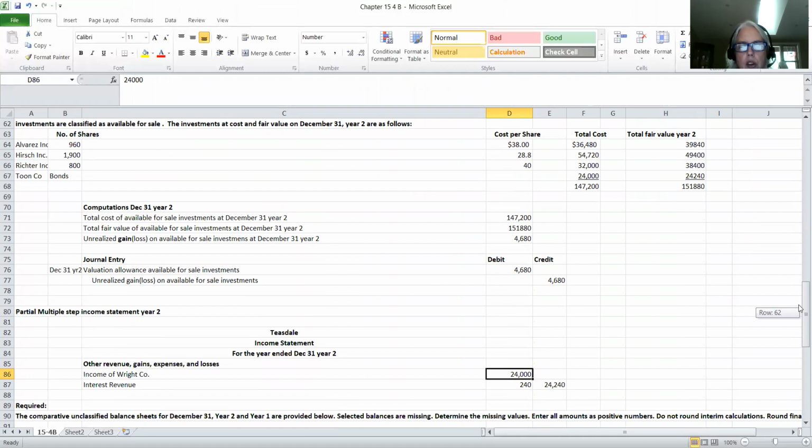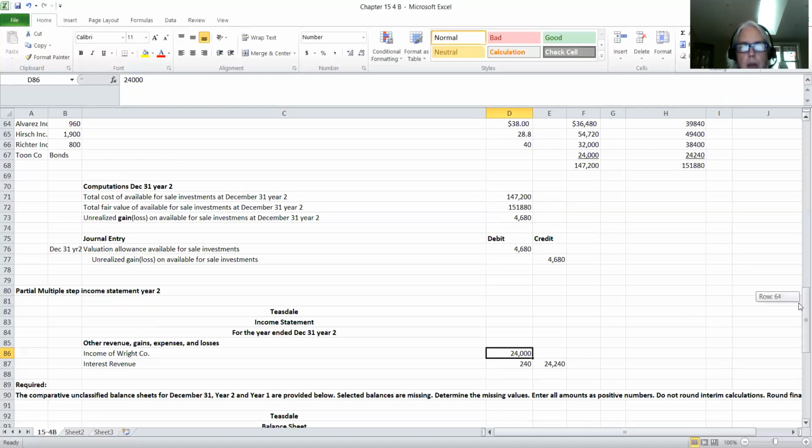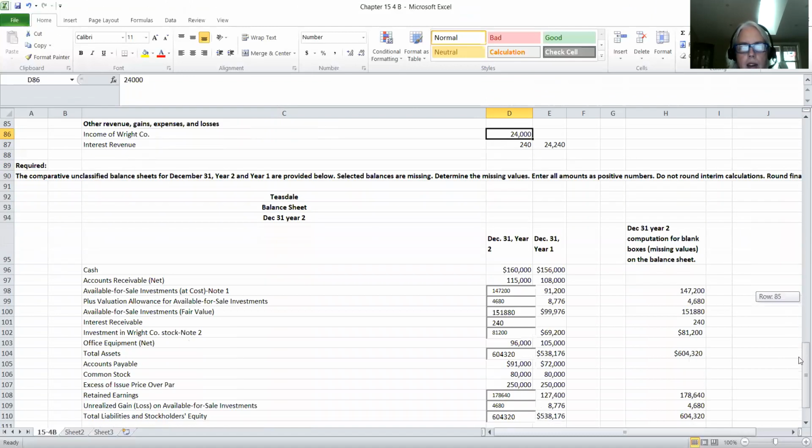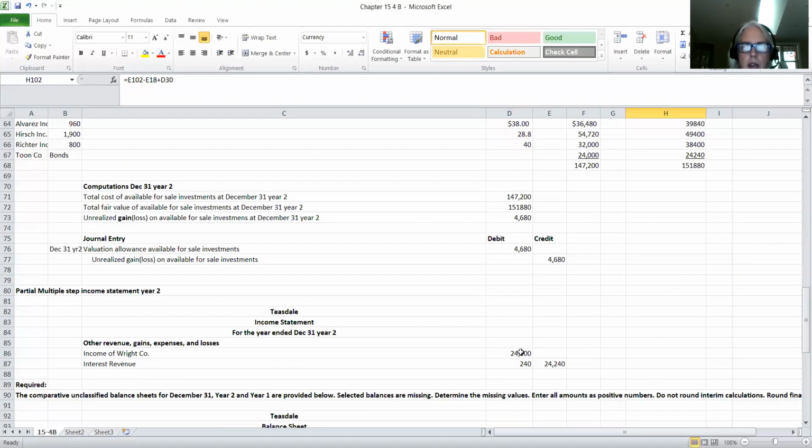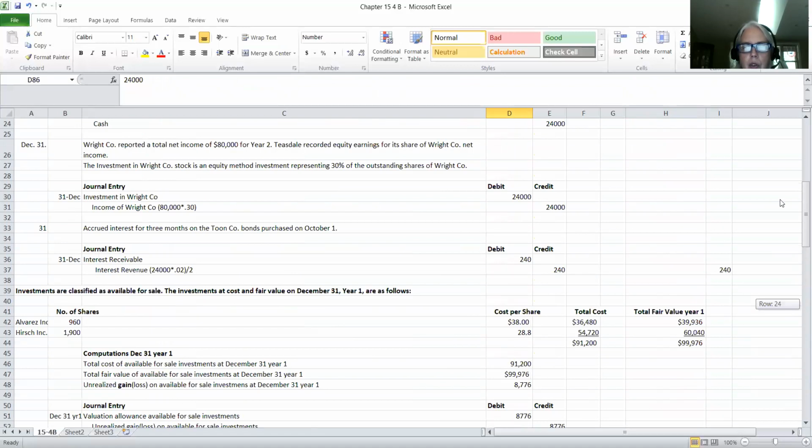I'm sorry, that's not technically true. This should not be just 24,000. It should also be the total amount of this company's stock, and that total amount is going to be $81,200. I know we need some explanation about that, but I made a mistake here. This says income of the Wright Company, no, I apologize, I'm wrong. So the income amount was correct. So sorry, class, I lost my train of thought there. We shared in 80,000 of the net income of the Wright Company.